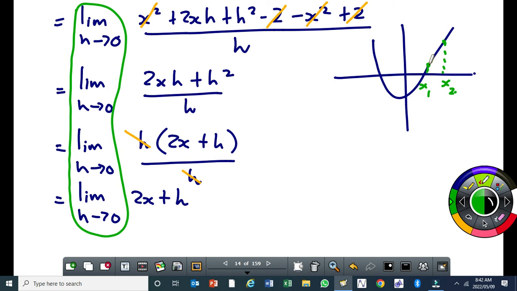Okay? So this h here, when it's 0, it means we are back to our original point, which is there. Okay? So here, I'm going to substitute now. Since I'm going to substitute, I don't need to write limit as h tends to 0. So the final answer will be 2x. So that will be our derivative. F prime of x will be equal to 2x.